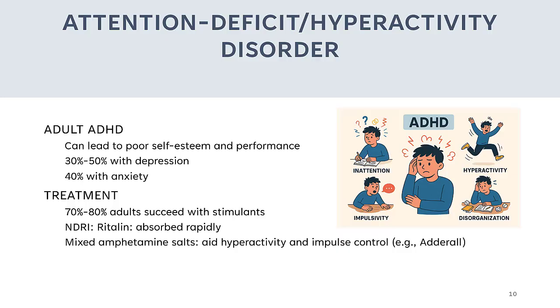Adult ADHD can lead to low self-esteem and poor work performance and may interfere with daily functioning and maintaining stable relationships. Adults who have been diagnosed with ADHD also present with comorbidities. 30 to 50% also have depression and 40 to 60% have anxiety. The treatment of ADHD can involve medication and psychotherapy.